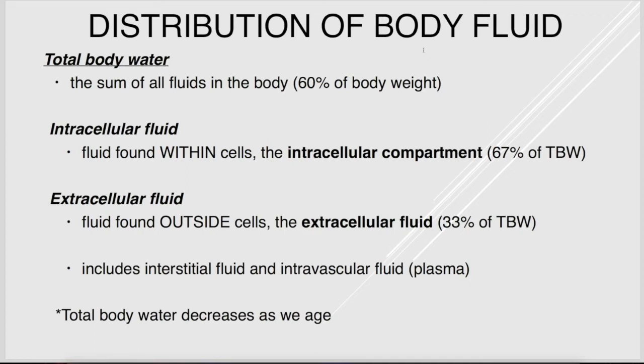Now, intracellular fluid, this is found inside cells, and that's the majority of body water, about 67%. Extracellular fluid, this is found outside of cells, okay? And this includes interstitial fluid, which is the fluid between cells, and the intravascular fluid, which is basically just plasma.